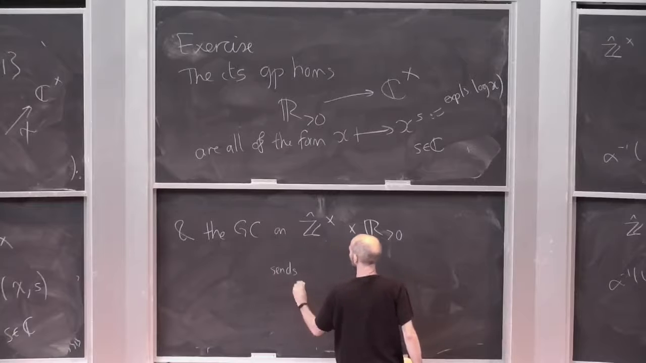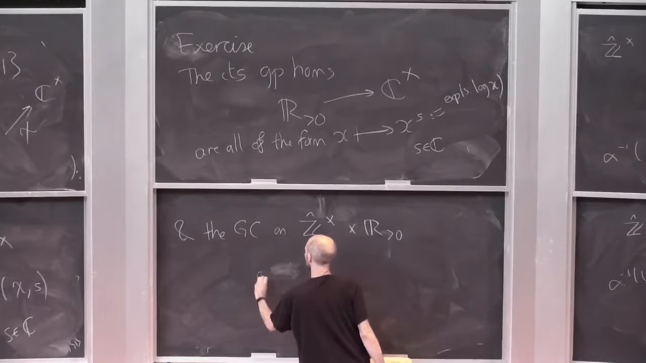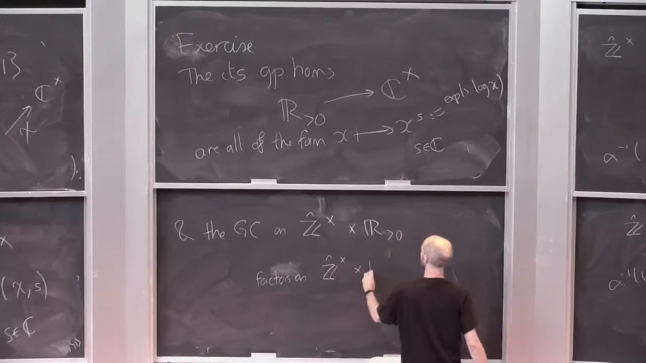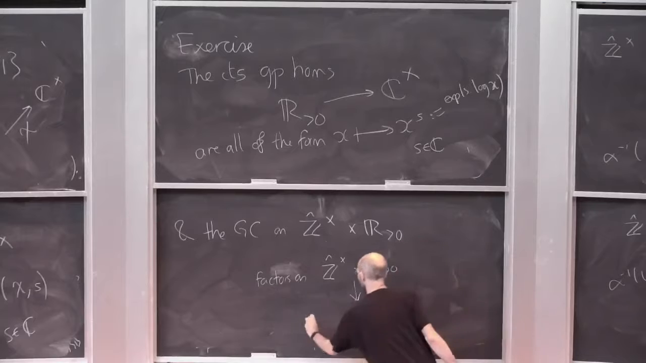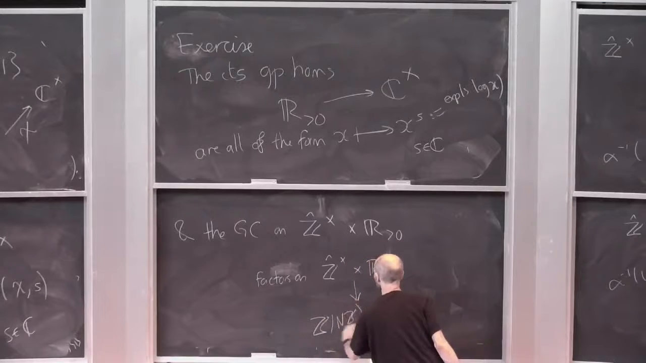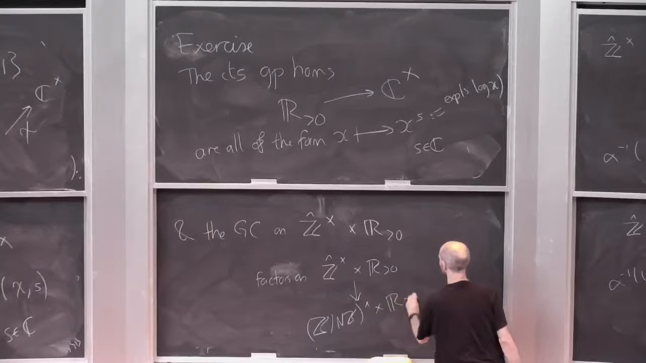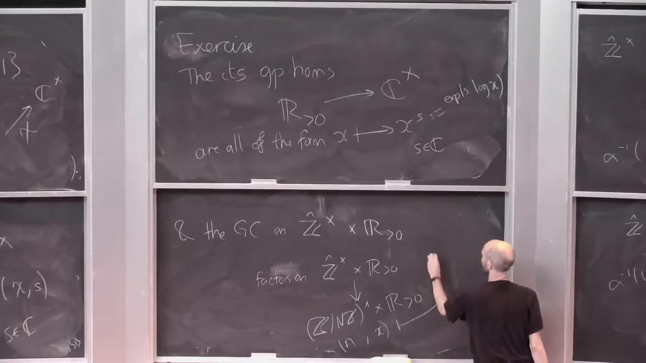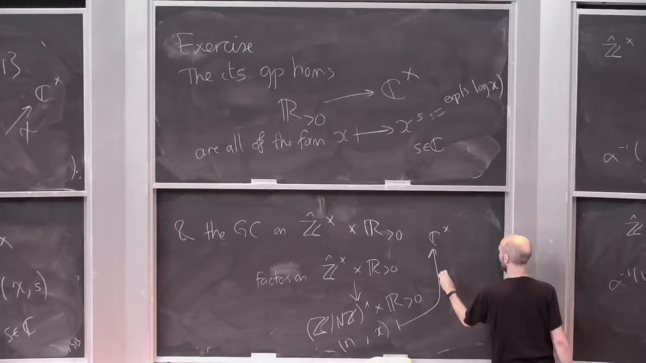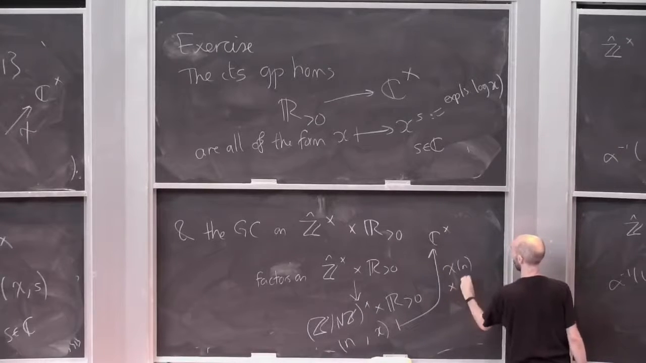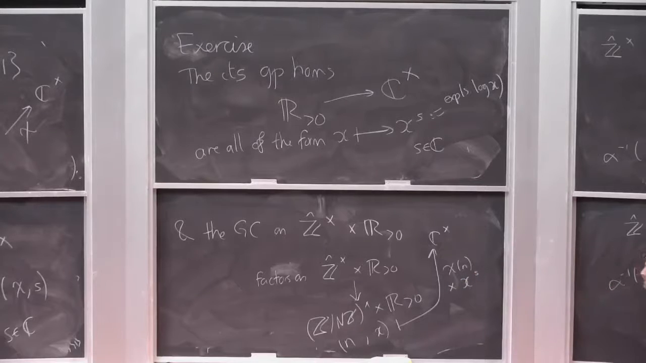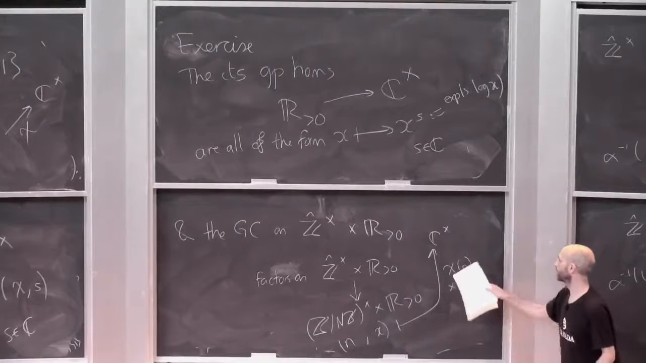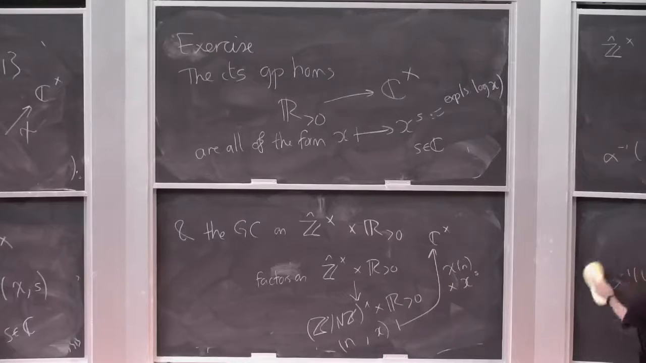whatever, factors through Z hat star cross the positive reals. That maps down onto (Z mod NZ) star cross the positive reals. And then finally, we send (n, x) to the complex numbers via chi of n multiplied by x to the power s. That's what they all are. So there's all the Grossencharacters. To give a Grossencharacter is to give a Dirichlet character and a complex number.